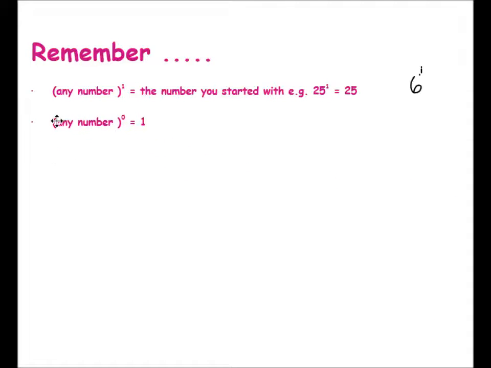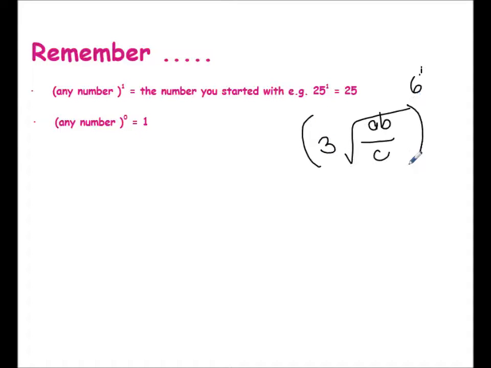The next thing to remember, any number to the power of 0 is 1. So even if I have a, b over c square rooted multiplied by 3, if it's to the 0, my answer is going to be 1. So no matter what you have inside the bracket, if it's raised to the power 0, your answer is 1.